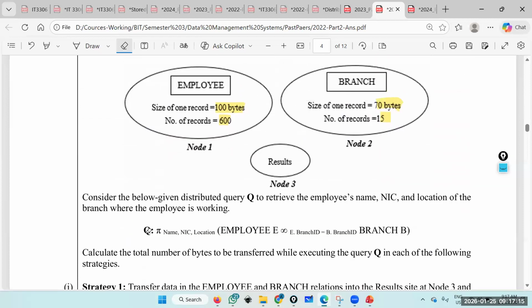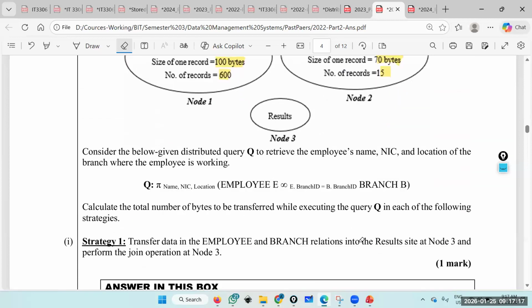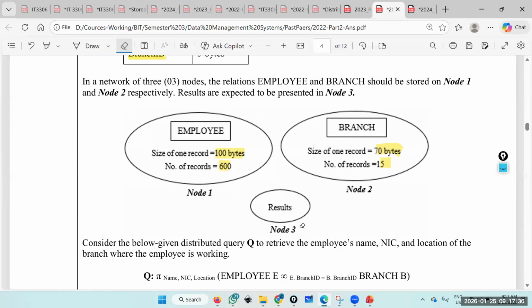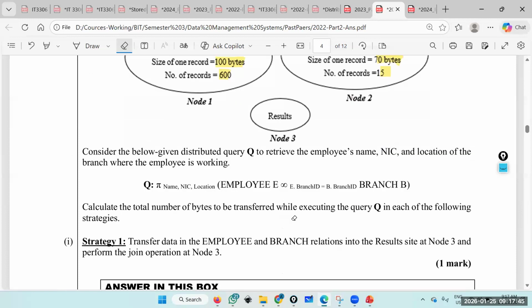Strategy 1, transfer data of employee and branch relation to the result site, that is node 3, and perform the join. So that means 100 into 600 plus 70 into 50. This much of bytes are transferred. And now the join and project happens here, which we don't care about because we are interested in data transfer. Is it clear?